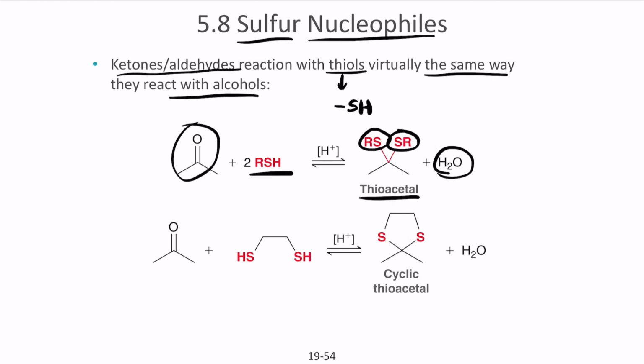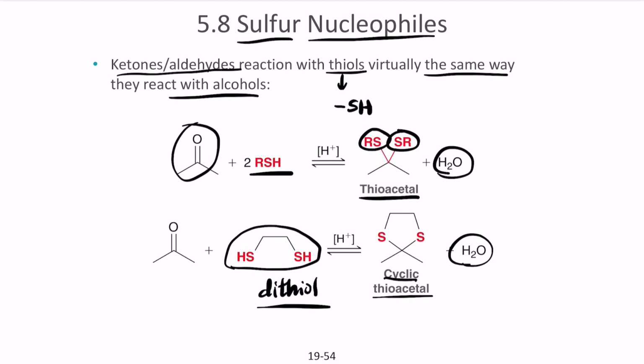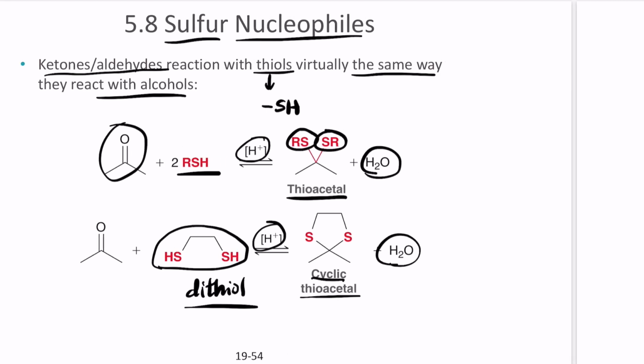The same thing happens when you use a dithiol. So when you use a dithiol, you end up getting a cyclic thioacetal, and you end up releasing water again. It's the same reaction, and both of these reactions must occur in an acidic medium for it to be fruitful.